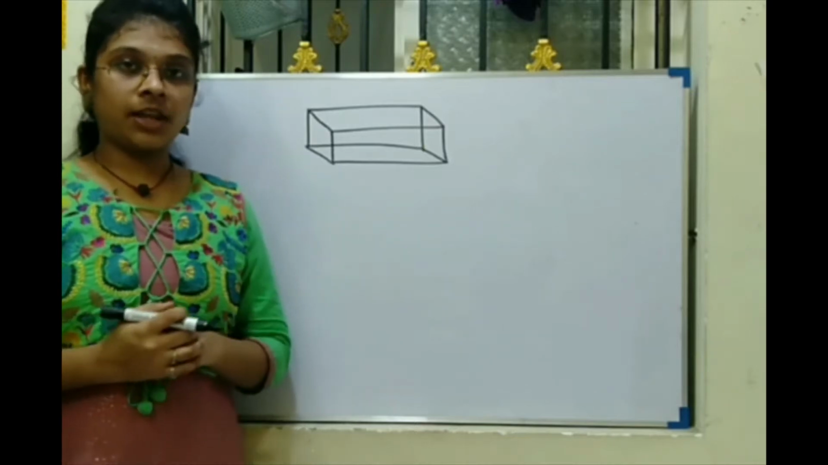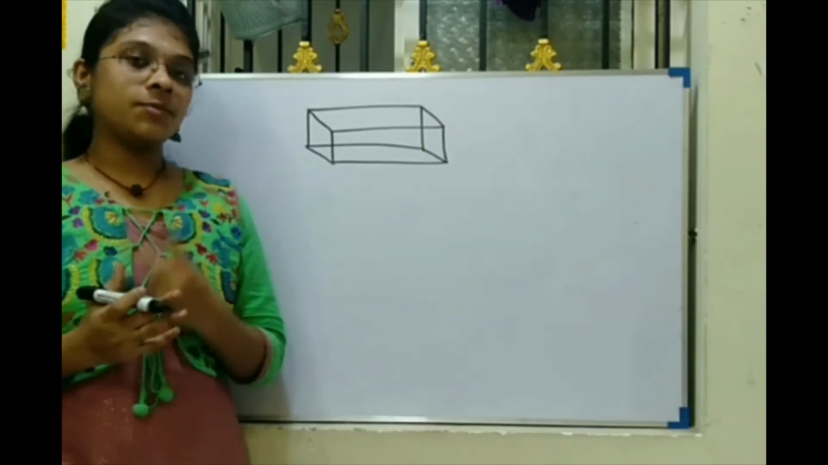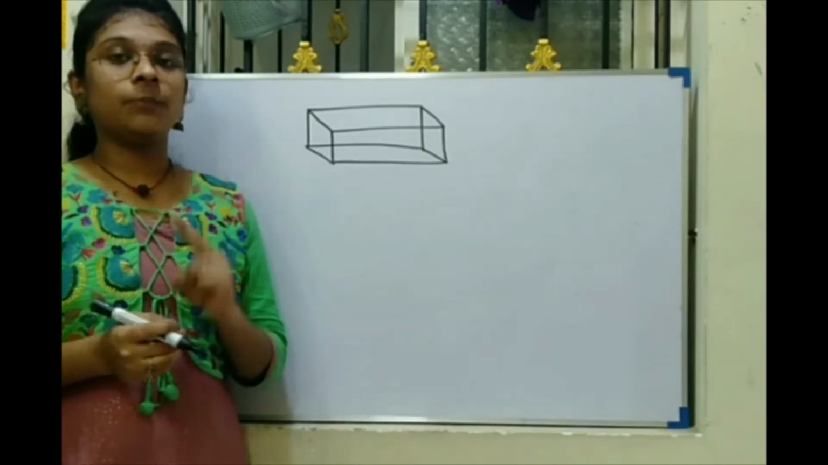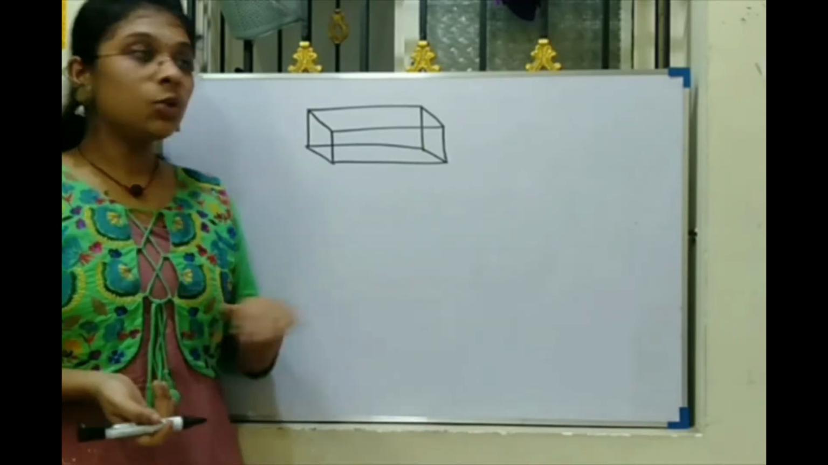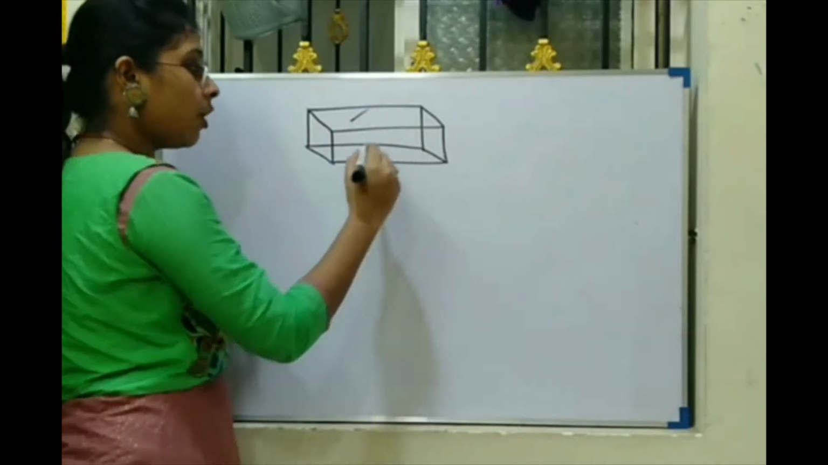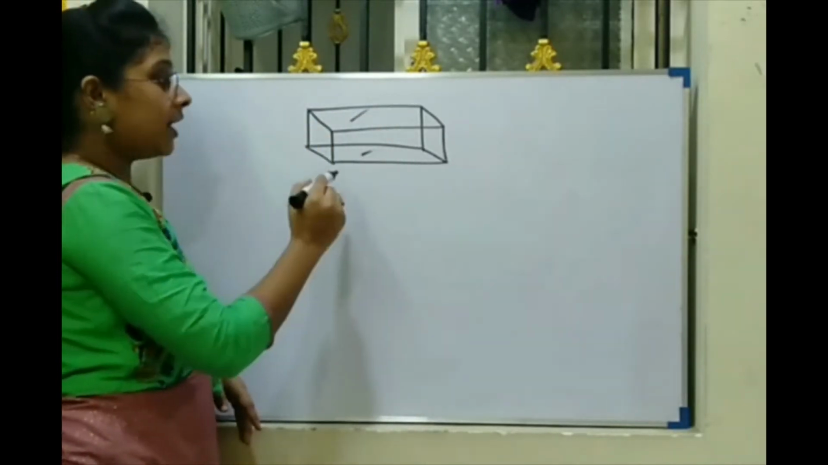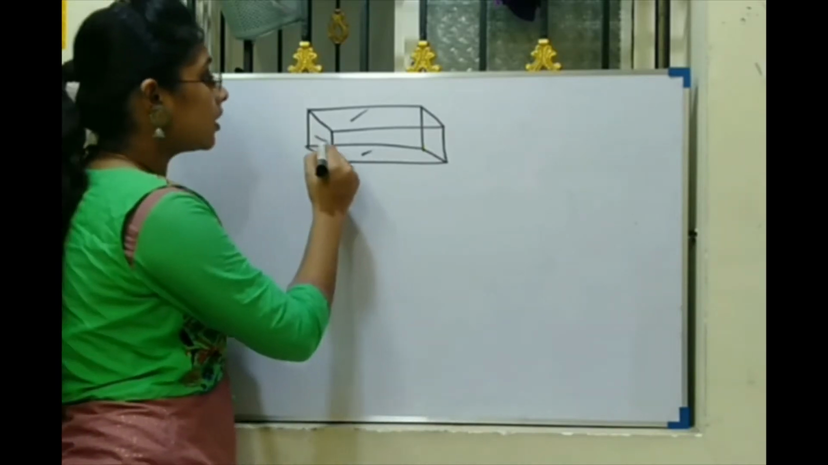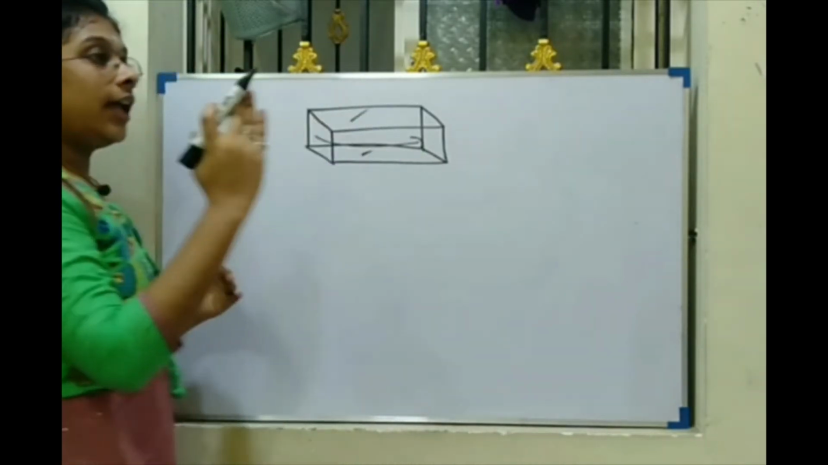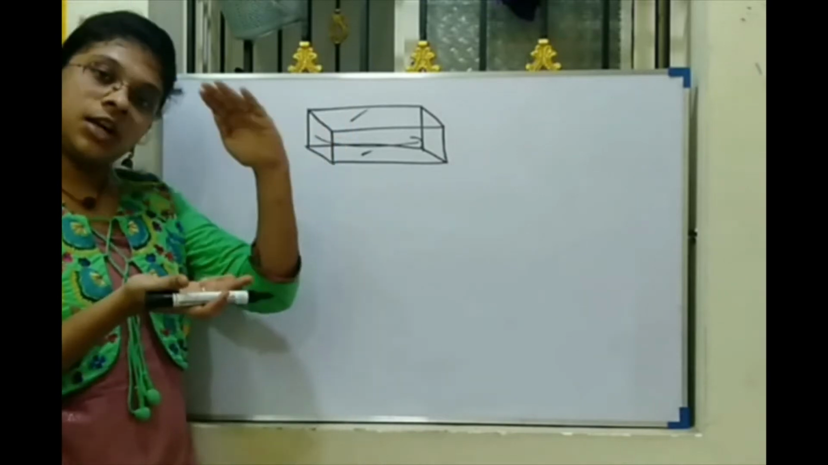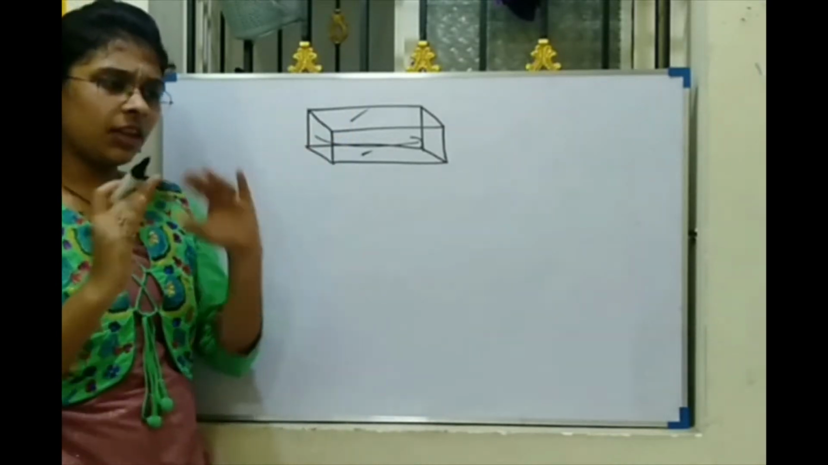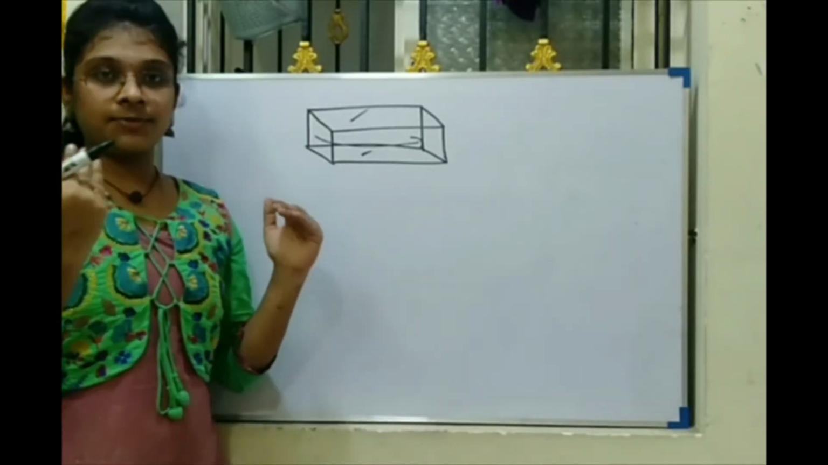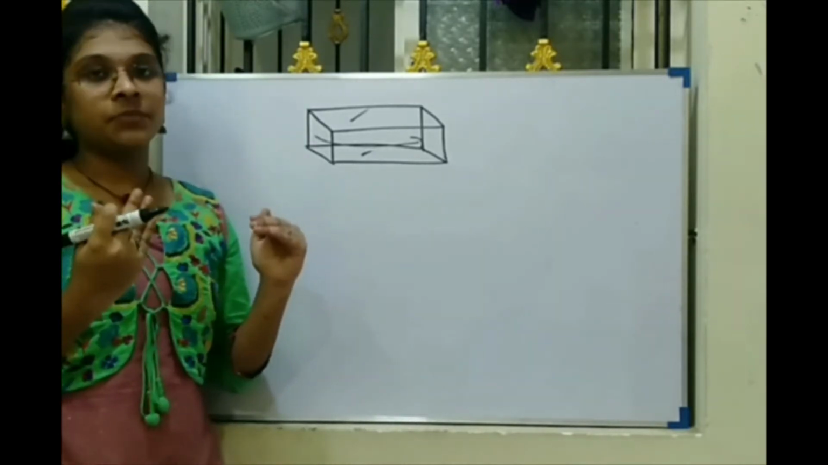There are two types of area, as I said earlier. One is total surface area and another one is lateral surface area. Total surface area includes the top and bottom of the solid figure. But lateral surface area only covers the curved area, that is, excluding the top and bottom of the given solid figure. We have the other four faces, right? So these are known as curved surface area or lateral surface area.